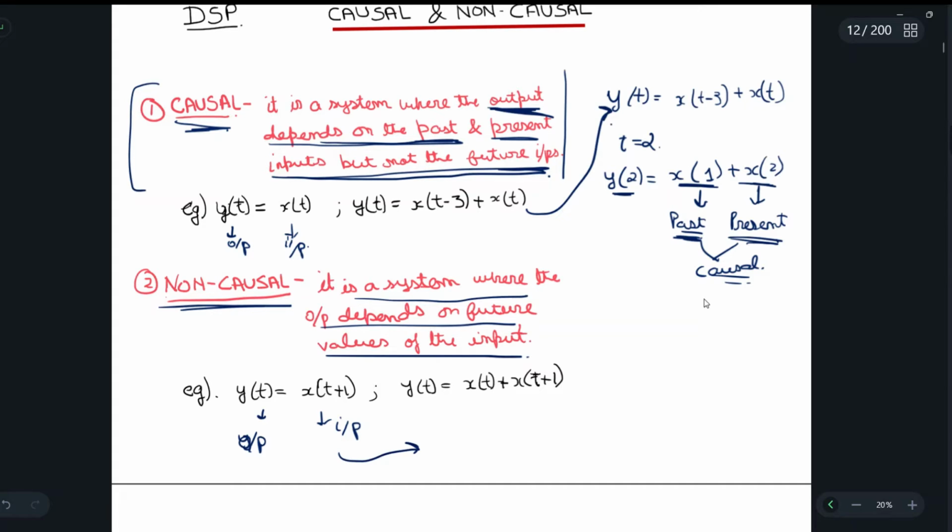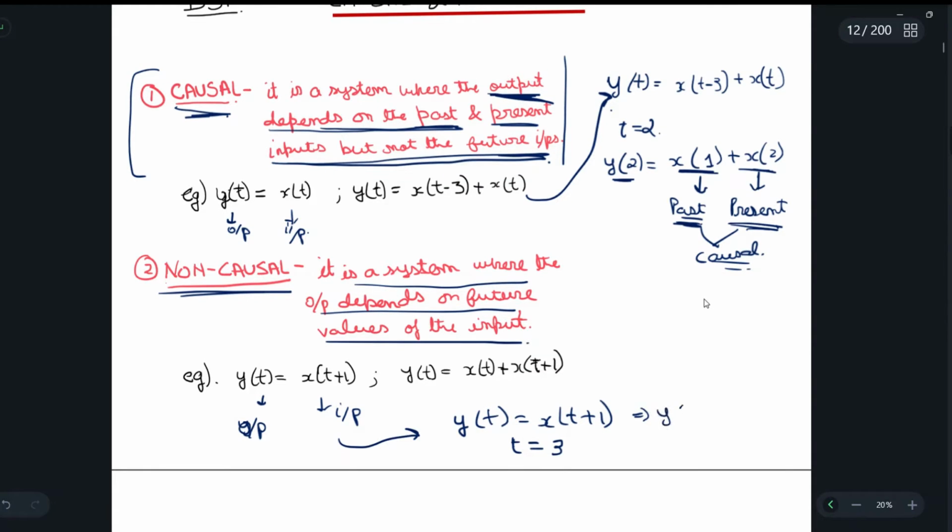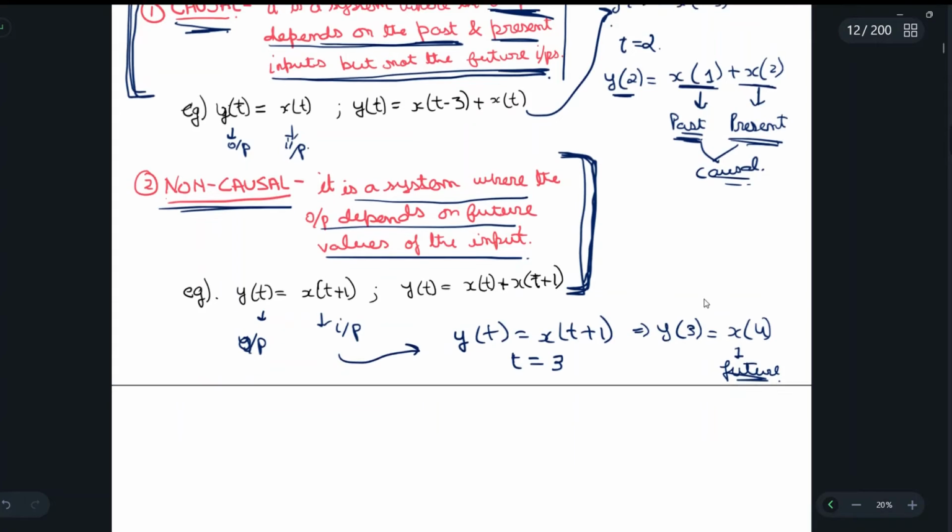We can write this as y(t) = x(t+1), and now we will put the value of t as, say, 3. On doing that you will get y(3) = x(4). So this you will see is a future input. This is only possible if we are dealing with non-causal systems. So such a system will be called a non-causal system, and the things that we discussed above were for causal systems. So now let us move on to a little more detail.